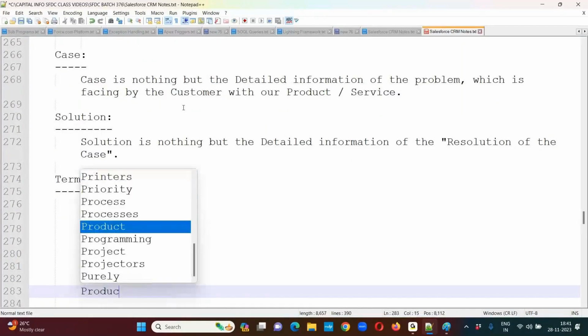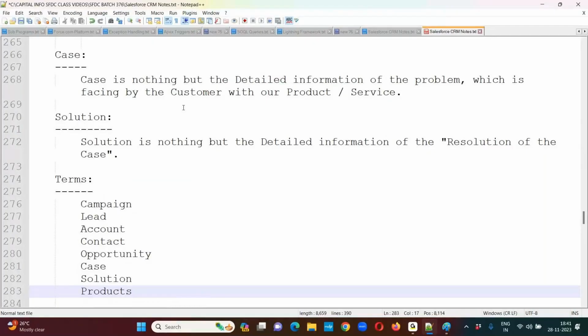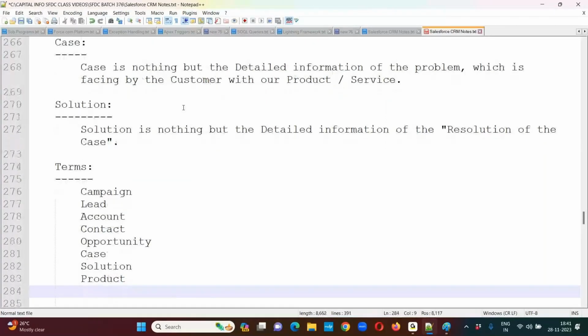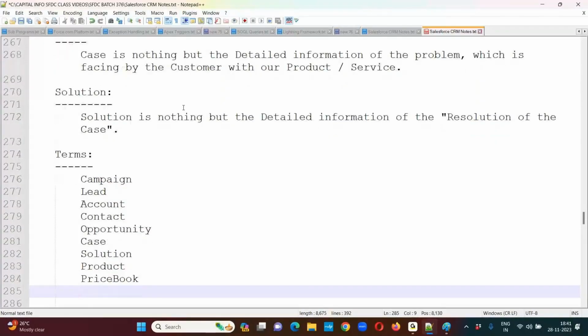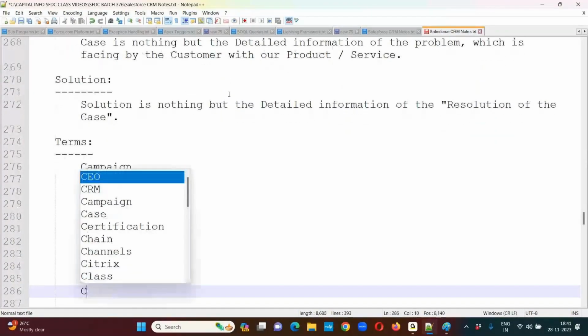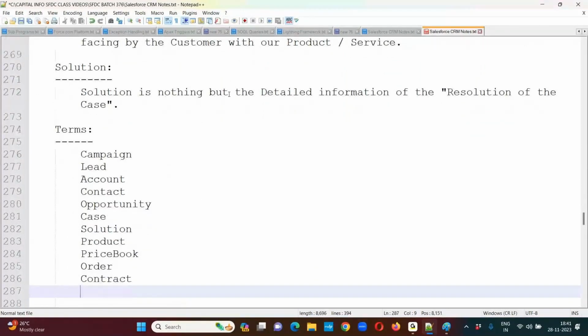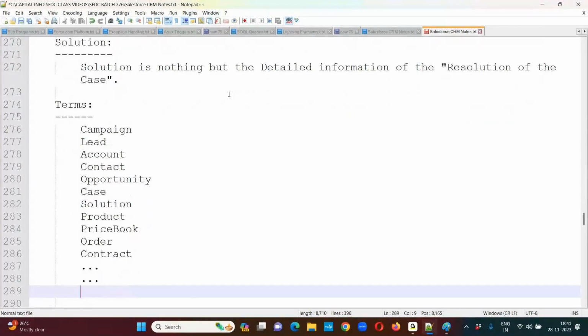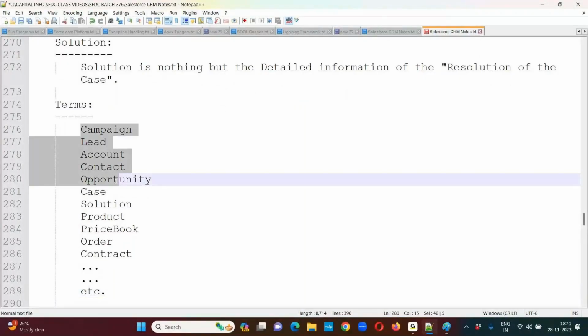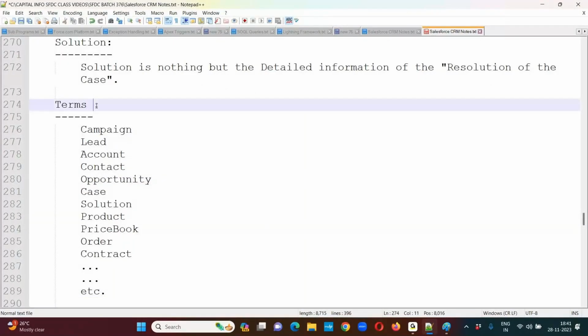To store all the products information, we have product. To store the prices of each and every product, we have price book. To store the orders information, we have order. To store the contract information, we have contract. Like that, we are having so many terms available here. So whatever the terms that we have discussed till now, these terms are called as objects in Salesforce. These are called as objects. Now, do you know what do you mean by an object?